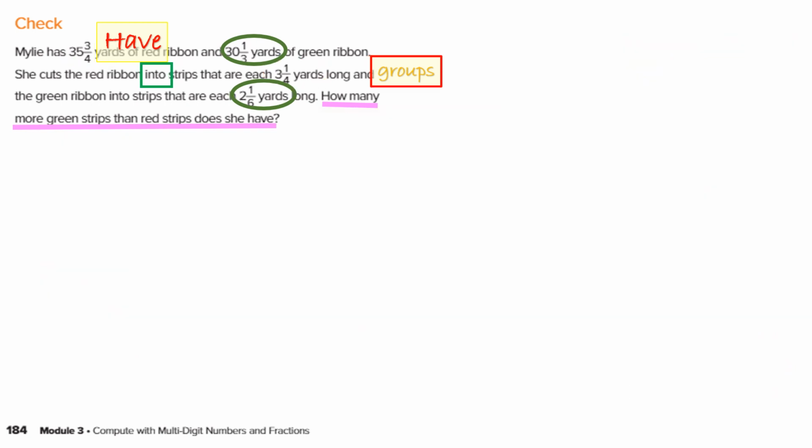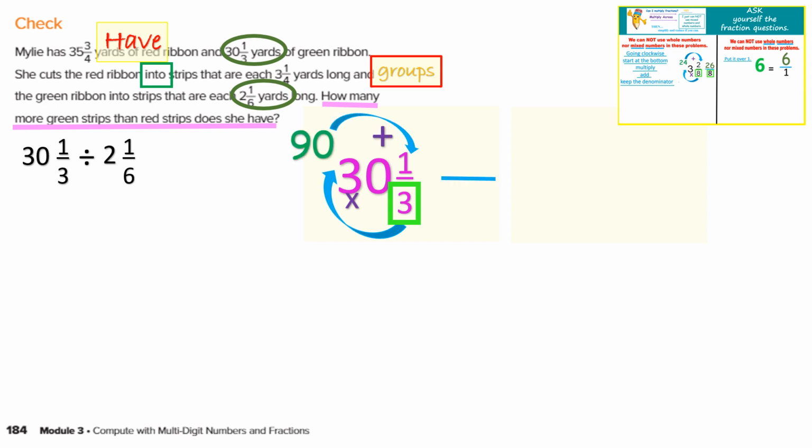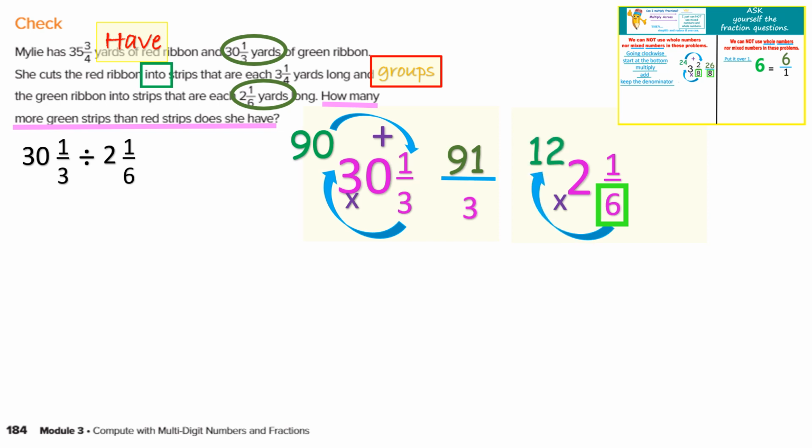I have 30 1/3 yards of green, and I'm going to put it into strips that are 2 1/6 yards long. So I have to change both of those into improper fractions. 30 1/3, I start at the bottom. I multiply going clockwise, and then I add. 3 times 30 is 90, plus 1 is 91. I keep my denominator of 3. 2 1/6, I start at the bottom, I go clockwise, multiply and add. 6 times 2 is 12, and then 12 plus 1 is 13. I keep my denominator of 6.